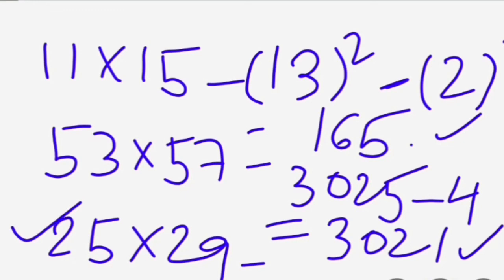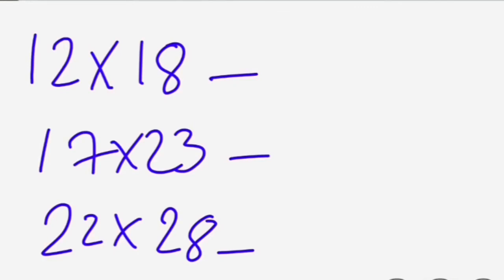Okay. Last one, that is multiply numbers that differ by 6. Okay, so let's take an example like this. I'm doing the first one. In between 12 and 18, the middle number would be 15. So 15 square would be 225.